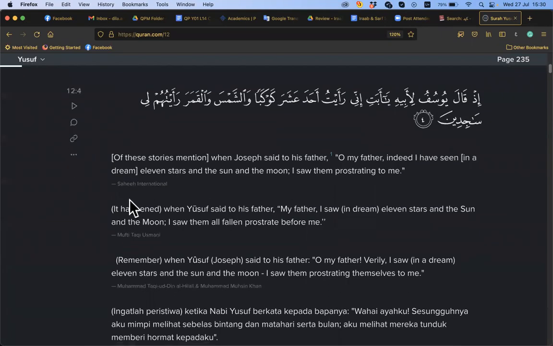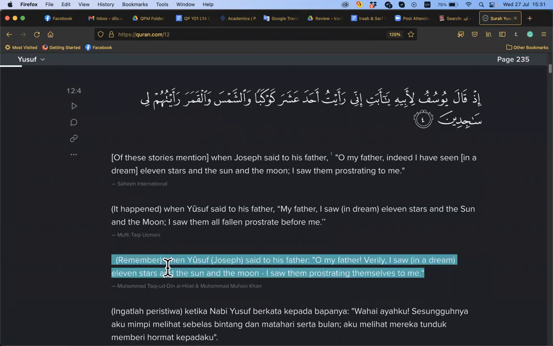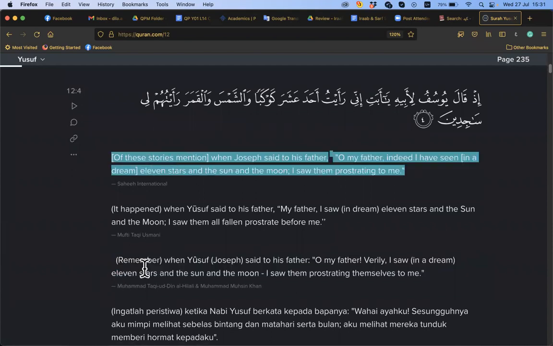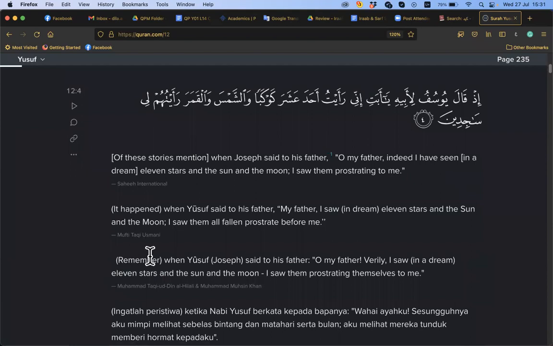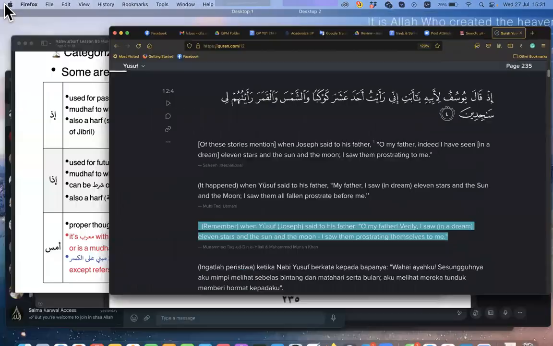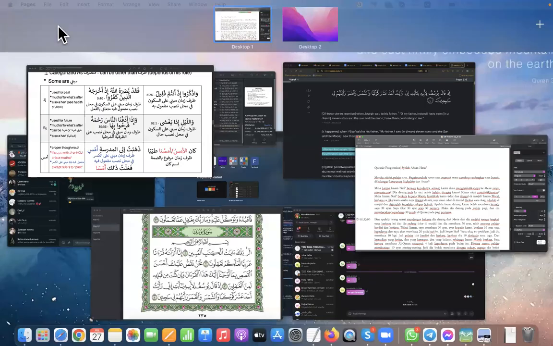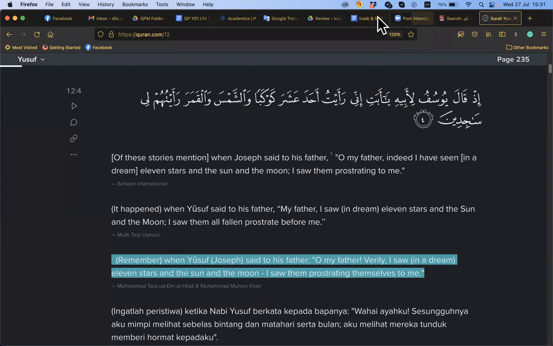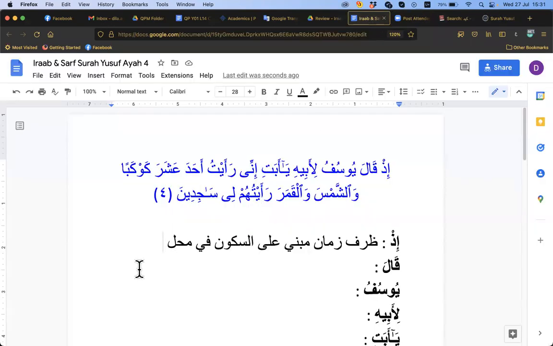So Sahih International says, of these stories mentioned, when. This one says, remember when Yusuf. Here it says, it happened when Yusuf. Let's focus on these two. If I said remember, then you remember what? So it's a maf'ul bihi, mansub then. Yes, exactly. So it is fi mahali what? Fi mahali nasab.